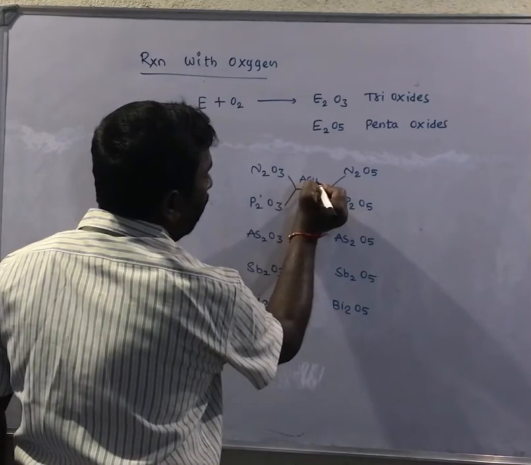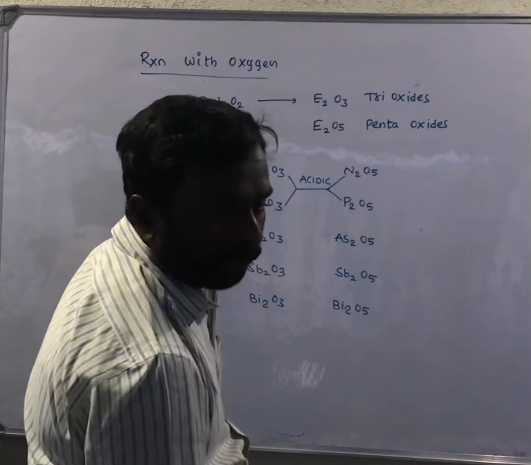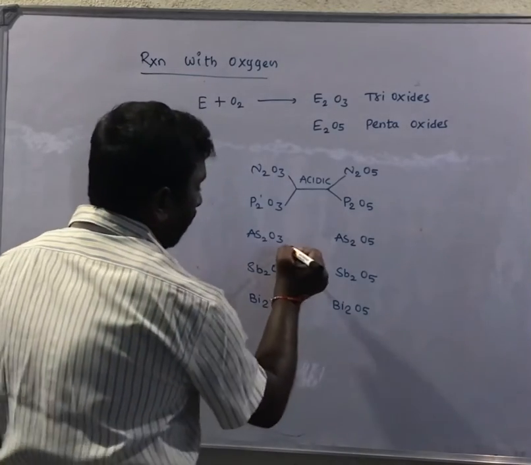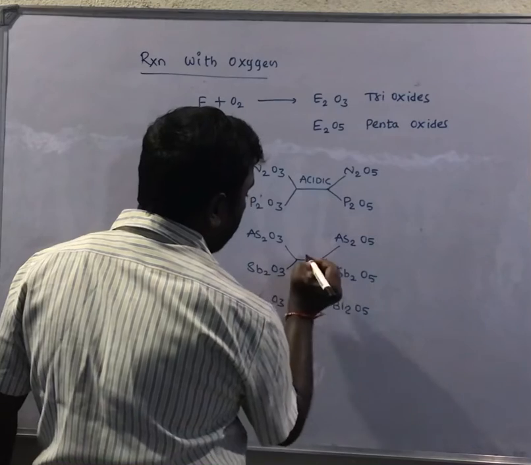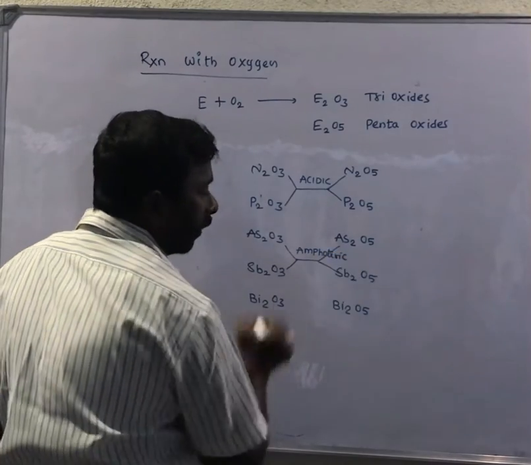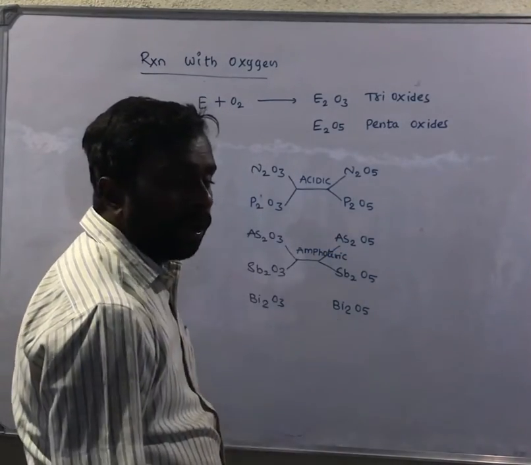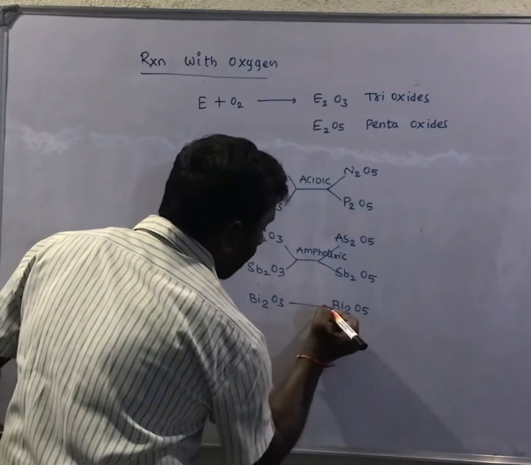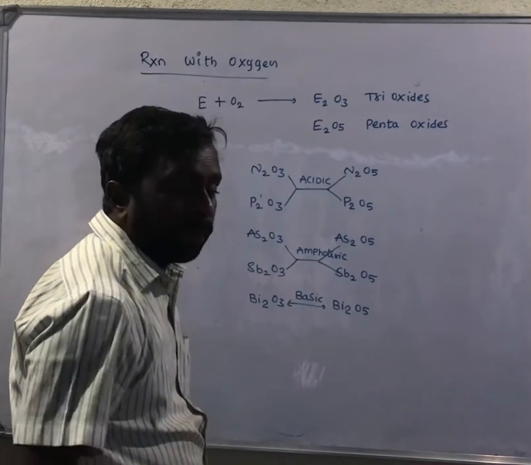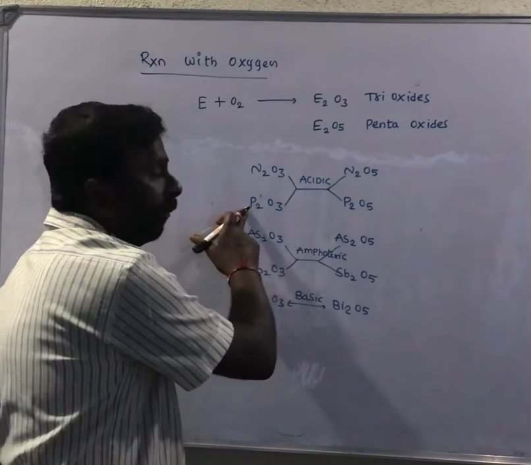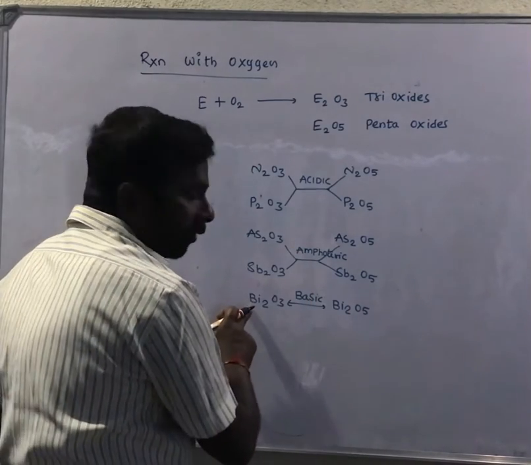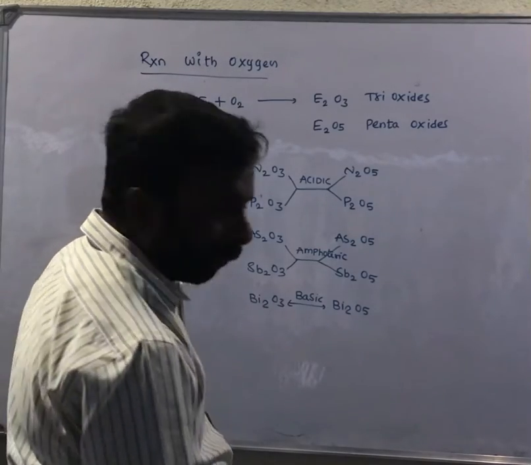The first two are non-metal oxides. Non-metal oxides are acidic in nature. Nitrogen and phosphorus are non-metals, that's why these two are acidic. Then the next two are amphoteric, because they are metalloids. And the last one is basic, because bismuth is a true metal. So these two are non-metals, acidic behavior; these two are metalloids, amphoteric behavior; this one is metal, basic behavior.